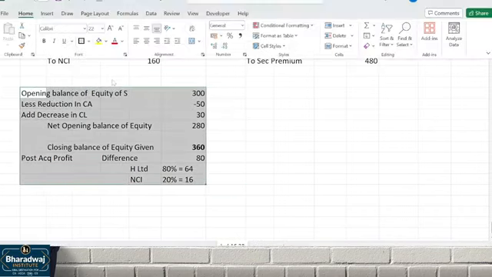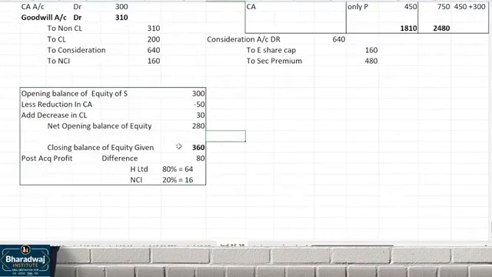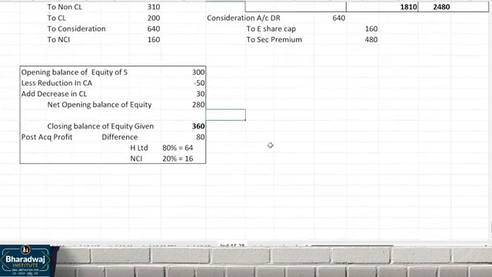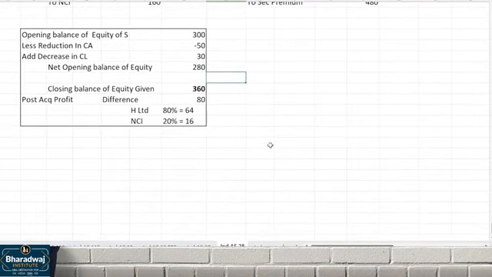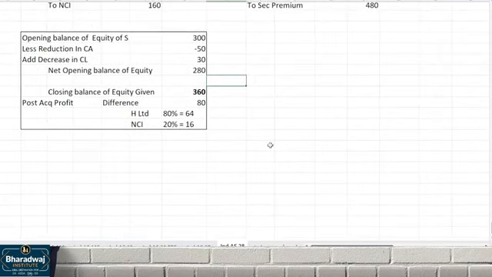Take up this. Because non-current assets and non-current liabilities will not affect your P&L account. They will not impact your profit or loss.